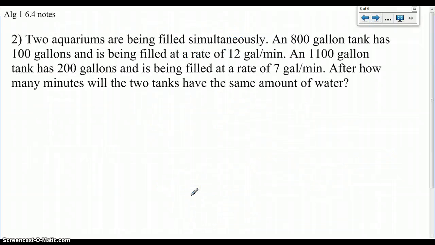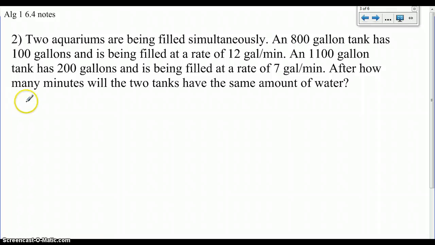Two aquariums are being filled simultaneously. An 800-gallon tank has 100 gallons of water and is being filled at a rate of 12 gallons per minute. A larger tank, 1100 gallons, has 200 gallons and is being filled at a rate of 7 gallons per minute. After how many minutes will the two have the same amount of water?